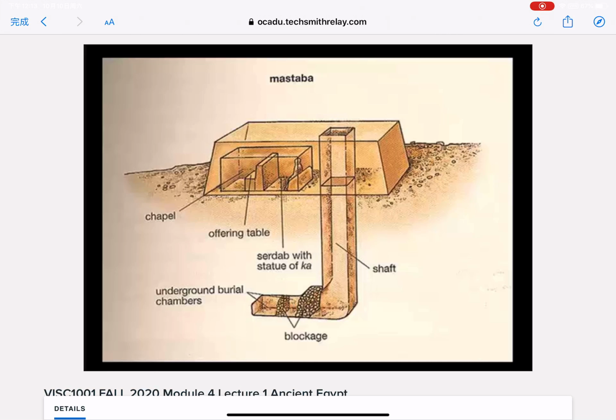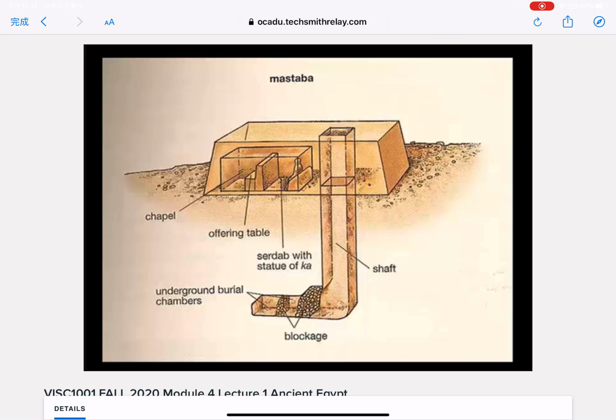The Ka, within Egyptian understanding, was the life force or spirit of the deceased. It was the life force or the spirit of the deceased. And the Ka could be mobile, it could roam, it could leave the tomb and return to it.